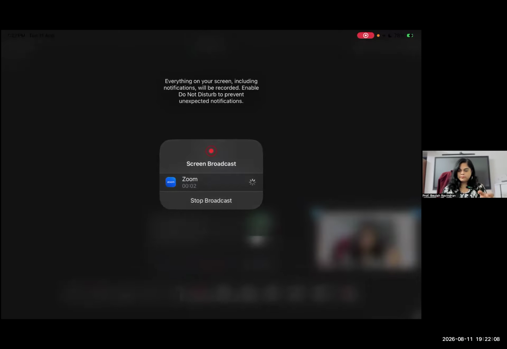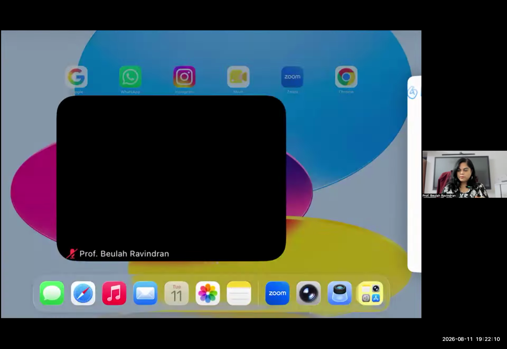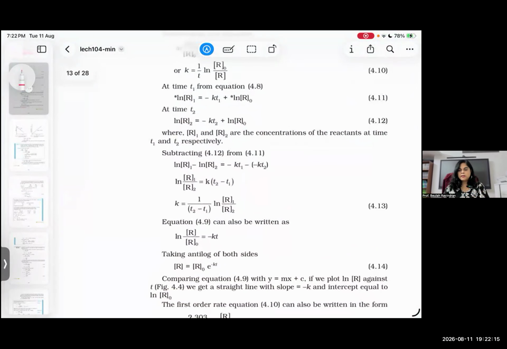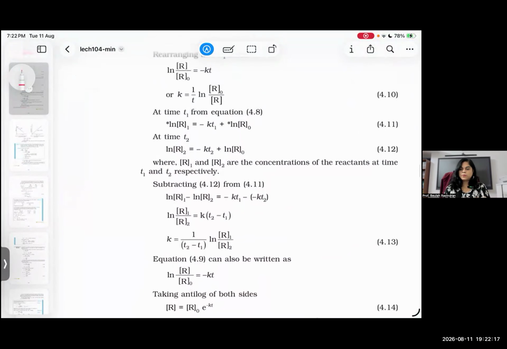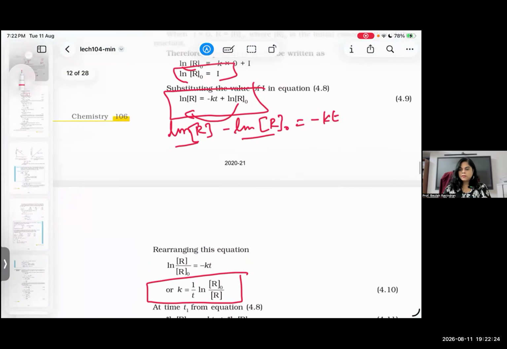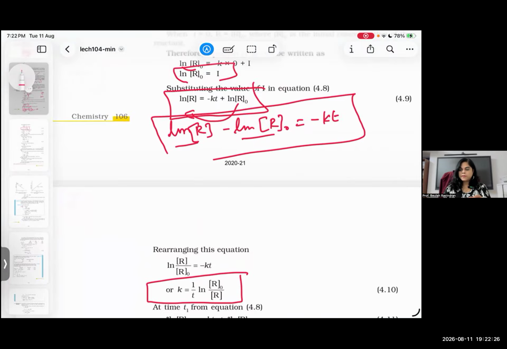In continuation with the last topic, this is actually the first order reaction. We are now seeing the first order reaction. Let me explain it fully. So this is what we saw: the final equation. Or we can represent it like this also.